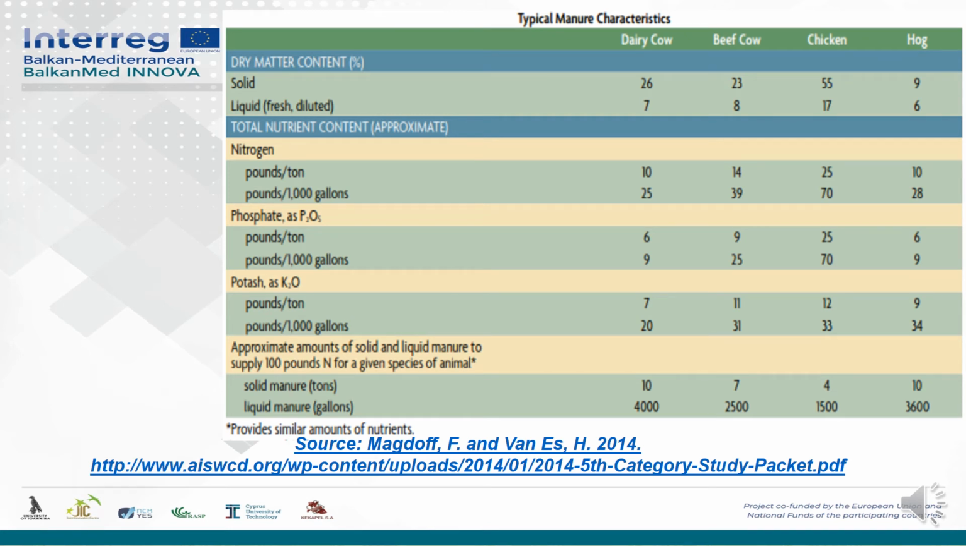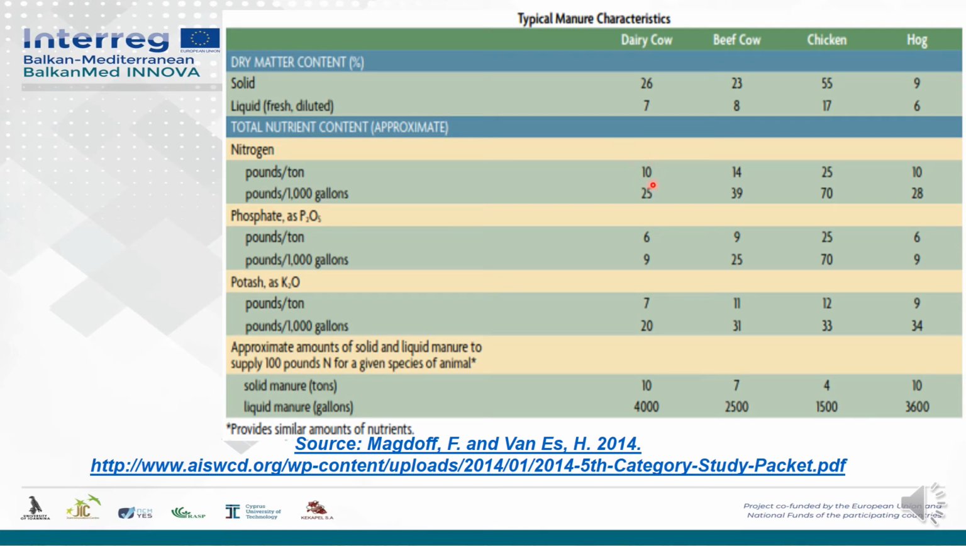In this table, you have figures, numbers about 4 types of animal manures. You have dairy cow, beef cow, chicken, and pigs. Compared for their nutrients and characteristics, we see that they differ from each other from, for example, solid and liquid percentage in their content. So chicken has higher content of solid part or dry matter. Let's have a look on the nutrient content.